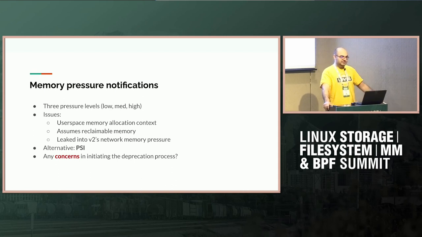It has been leaked into V2, particularly for the network memory, like network traffic throttling. It's not used for V1 TCP memory, it's used for V2 TCP memory. I know it's being exposed, like for the Google G container as well, but I'm wondering if anyone is actually using this thing. I think PSI is the right alternative here, but what will it take for folks to move to PSI, or is someone currently here using it?